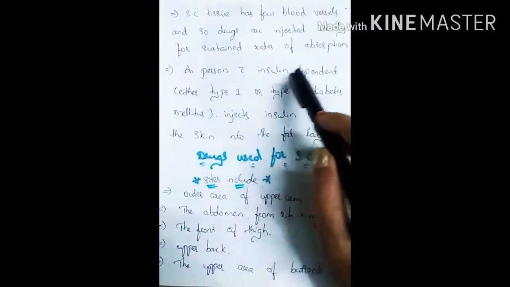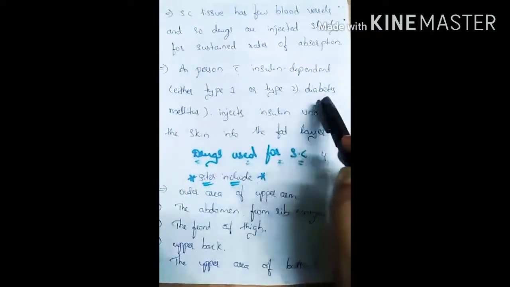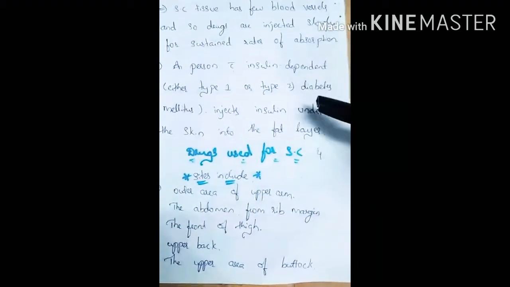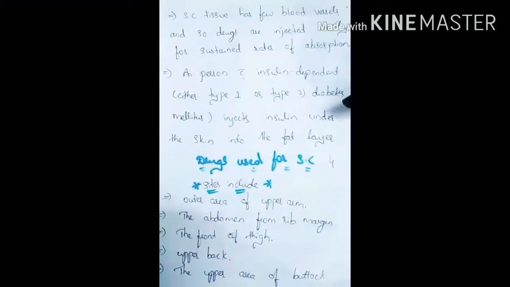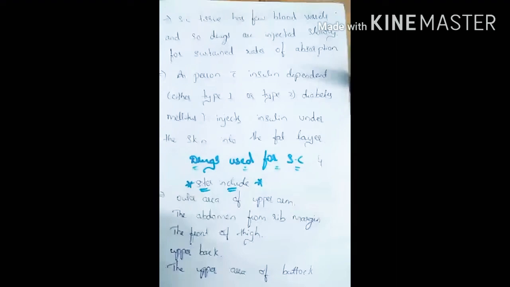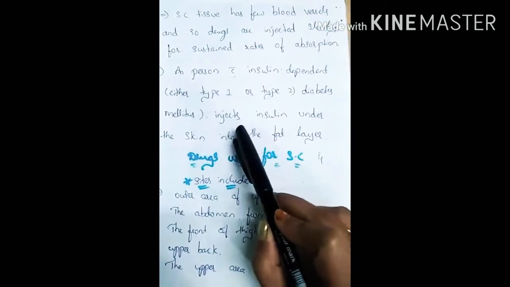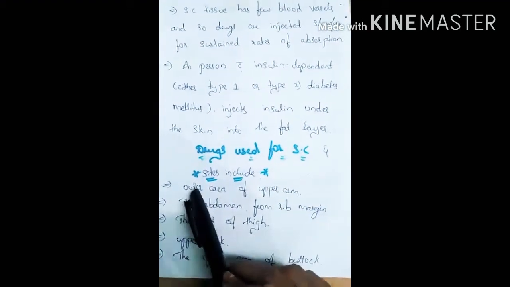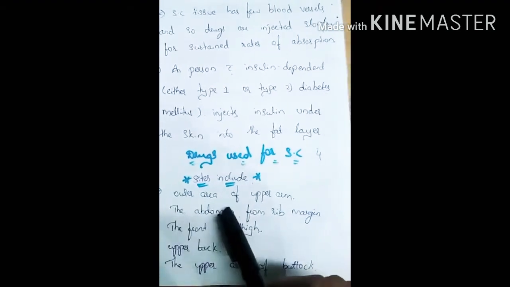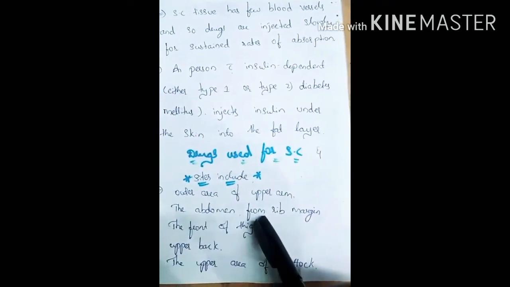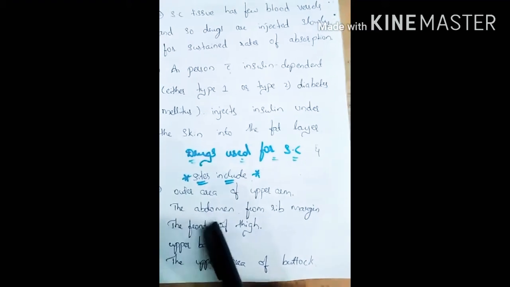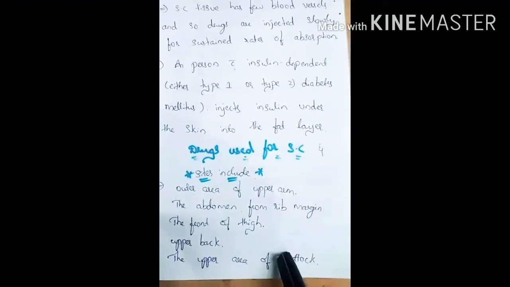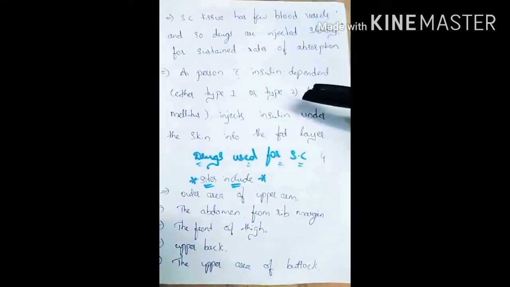A person with insulin-dependent type 1 or type 2 diabetes mellitus injects insulin under the skin into the fat layer. The sites include the outer area of the upper arm, the abdomen, meaning the stomach from the rib margin, the front of the thigh, the upper back, and the upper area of the buttocks. These are all the sites for subcutaneous administration.